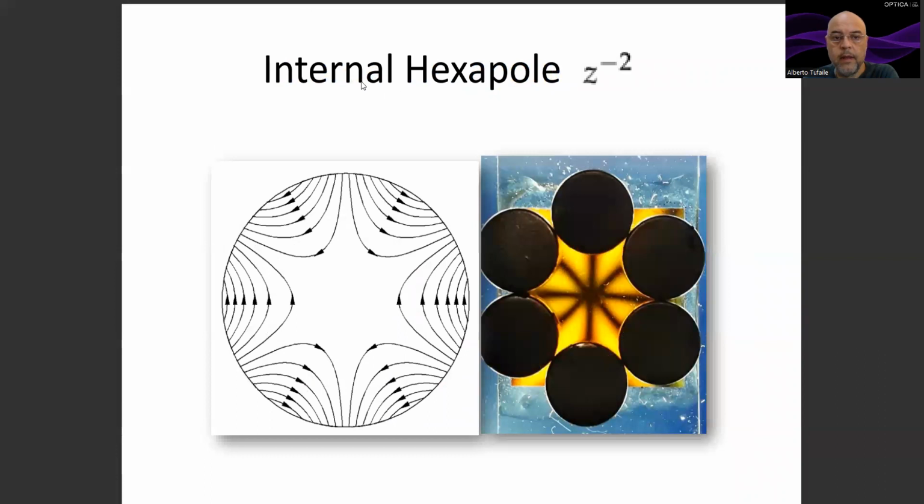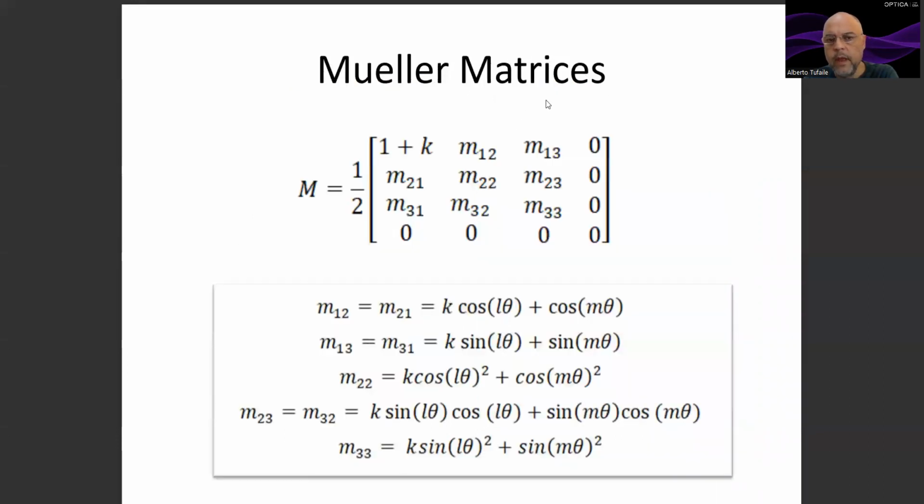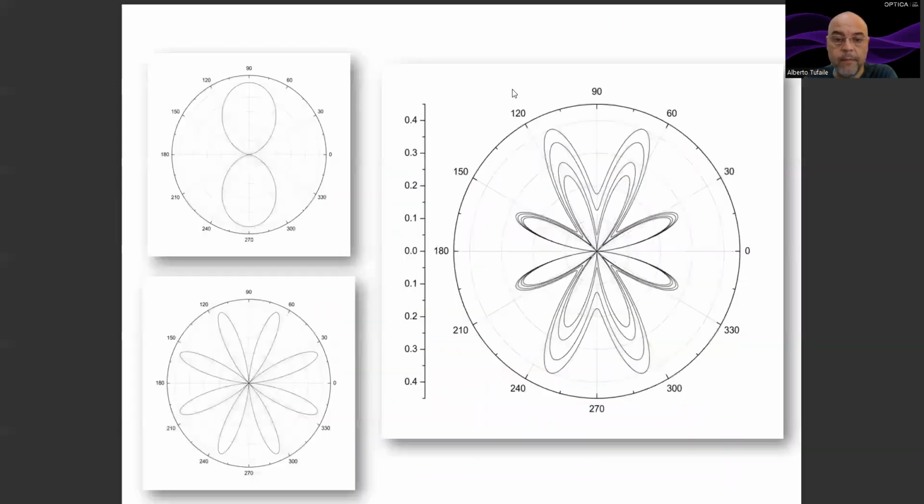Here, internal hexapole, and this one for internal decapole. We used Mueller matrices to simulate the intensities of the experiment, and basically the Mueller matrix represents the magnetic field that is applied in the ferrocell.